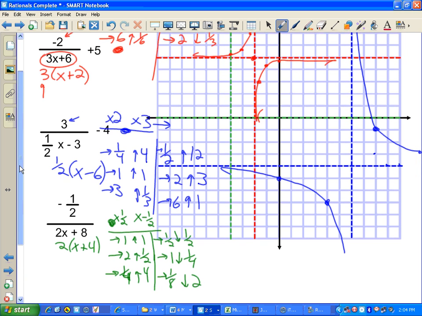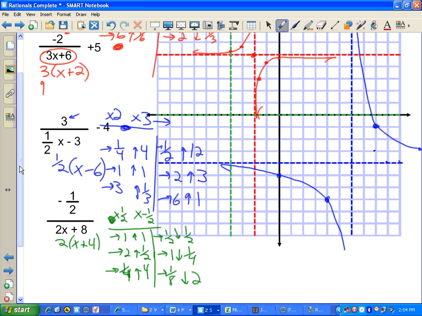And we can use that movement for my green graph. So over 1/2, down 1/2. And go over 1, down 1/4. And go over 1/8, down 2.